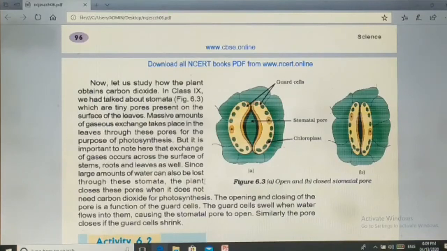It should not remain always open, it should not remain always closed also. So what controls? That's where the role of the guard cell comes into play. So that's what causes the stomatal opening and closing. That is due to the control on the guard cell swelling when water flows into them, and shrinking when the water gets out of them.